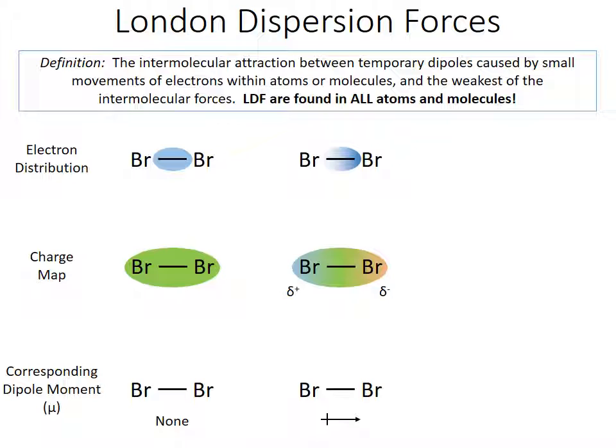But what would happen if the electrons decided to slosh the other way? If they did, they all crowded towards the left-hand bromine instead, then our charge map would flip around. Now we have the slightly negative end on the left and the slightly positive end on the right, and our dipole moment has flipped. Let's take a look at this on a more practical level.